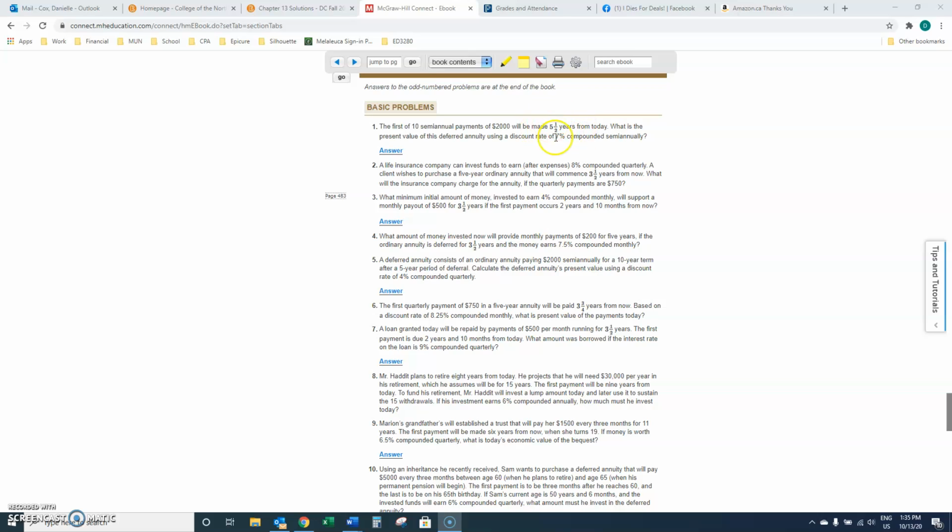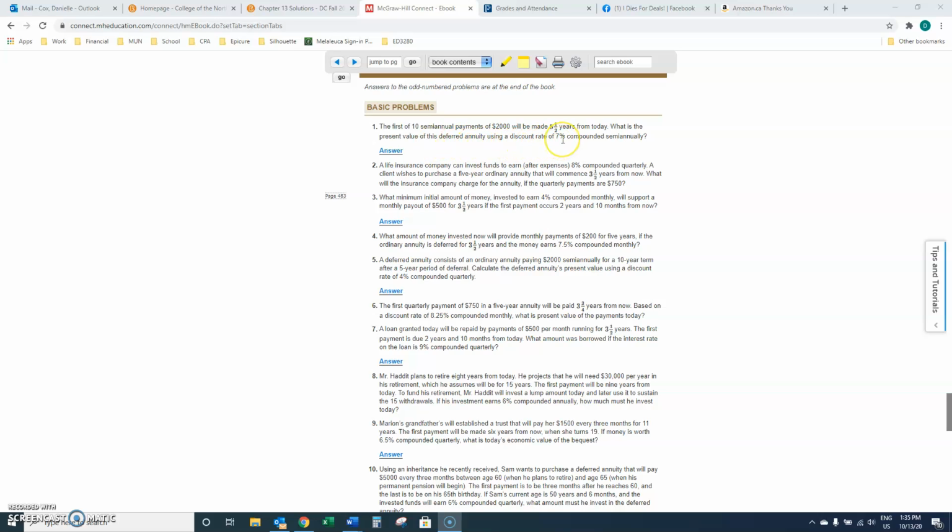So the first thing, if you just forget about the fact that it starts in 5.5 years, if it started today, for example, we would have an annuity of 10 payments. So N would be 10. Semi-annual payments, so payments per year is 2. The payment is $2,000, so payment equals $2,000. Forget about the fact right now that it starts in the future. What is the present value? So we're looking for the present value.